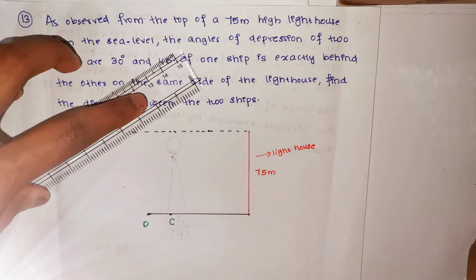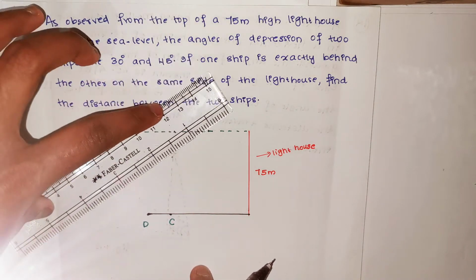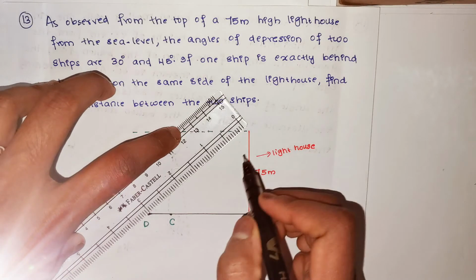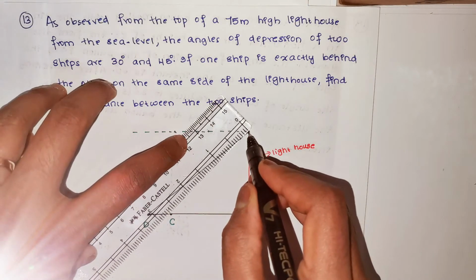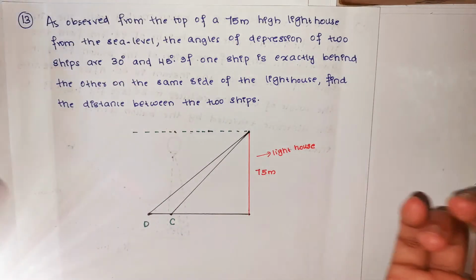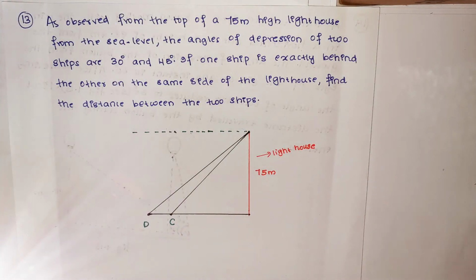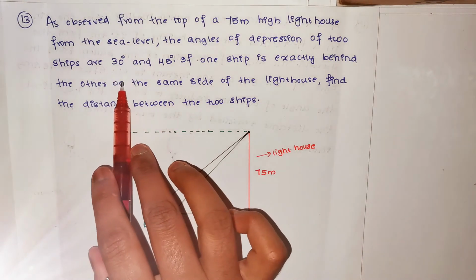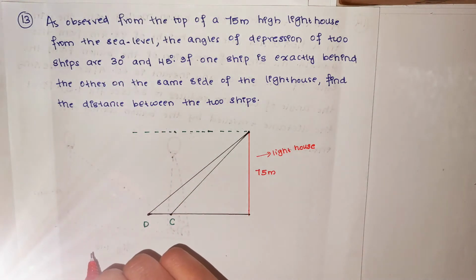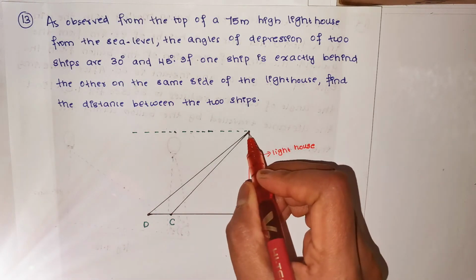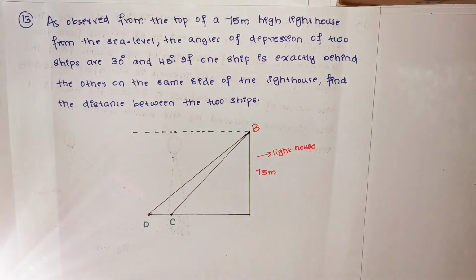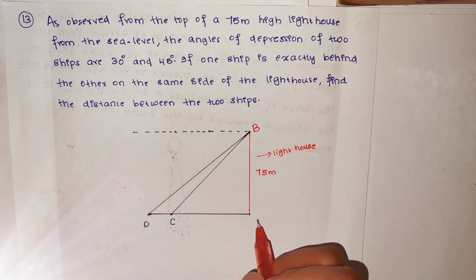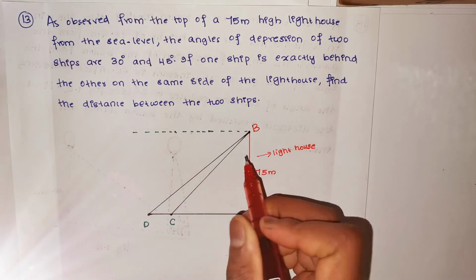Sorry, angles of depression. From here to the two ships, we have angles of depression given in the question. One is 30 degrees and one is 45 degrees. Students, we can put here B. So this is C and let this be A. AB is the lighthouse.